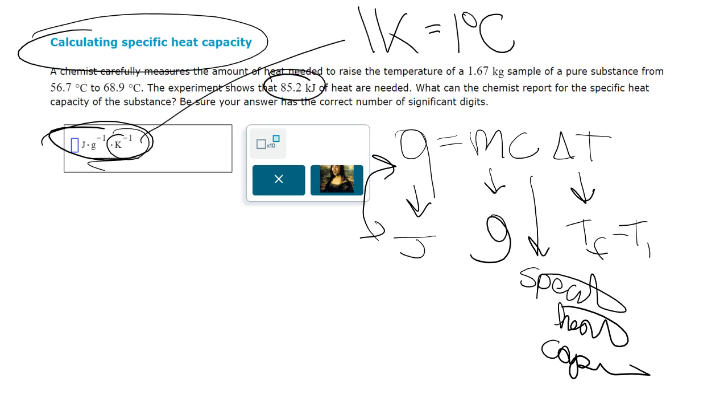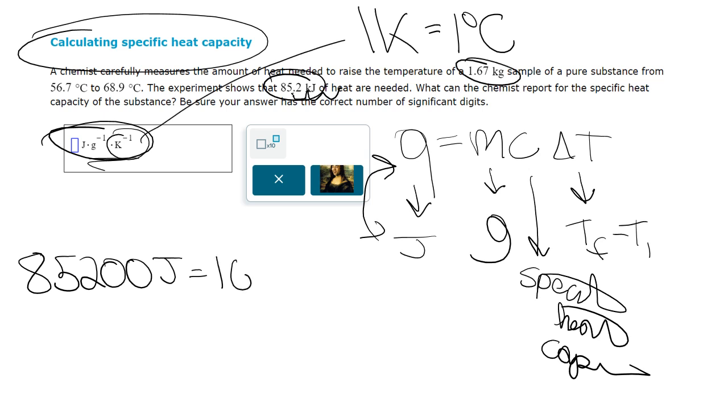Here we got kilojoules. We have to convert that to joules. We're going to move the decimal 3 times. So that's 85200 joules. Next is mass, so we're going to look for grams. We have kilograms there, so I'm going to move that 3 times because we want to convert it to grams. Specific heat is what we're solving for, and change in T is this minus that.